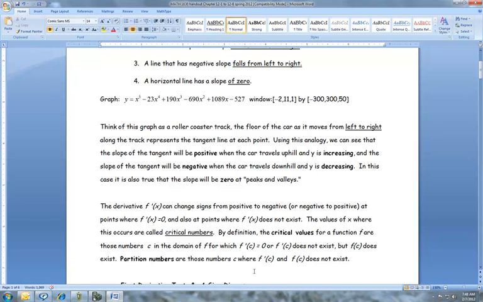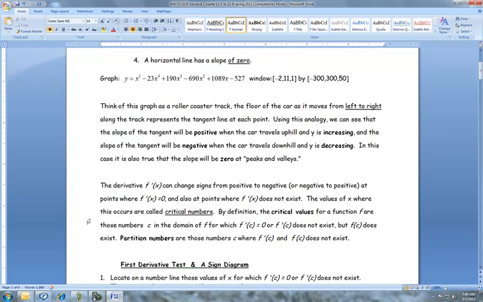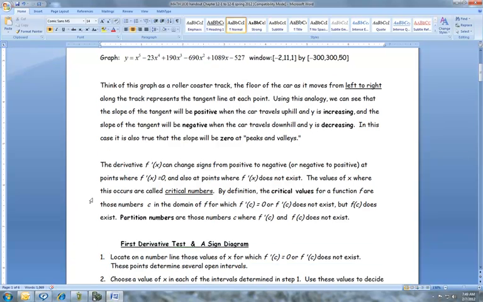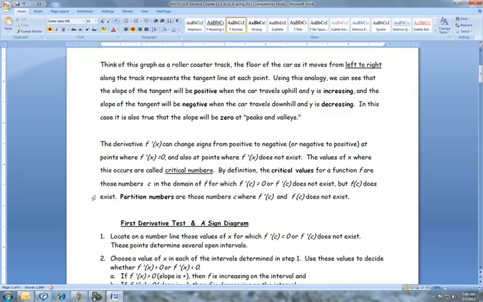And if you remember when we do our quotient rule, that denominator gets repeated and squared. So if it doesn't exist in the original, it's not going to exist in my derivative. Now both critical values and partition numbers are going to have to be put on a number line. Let me see what else I've got. First derivative test and a sign diagram.